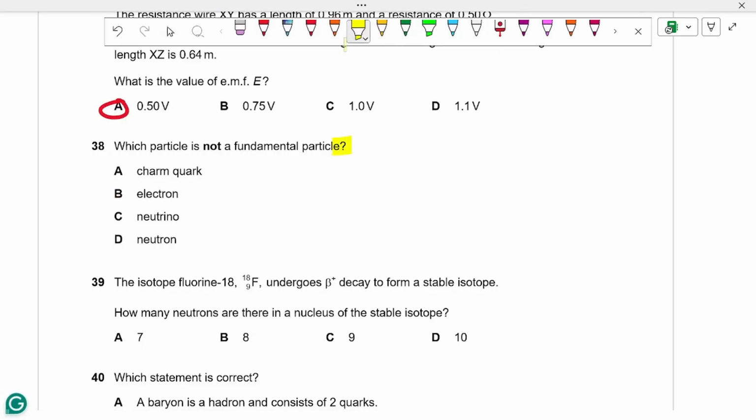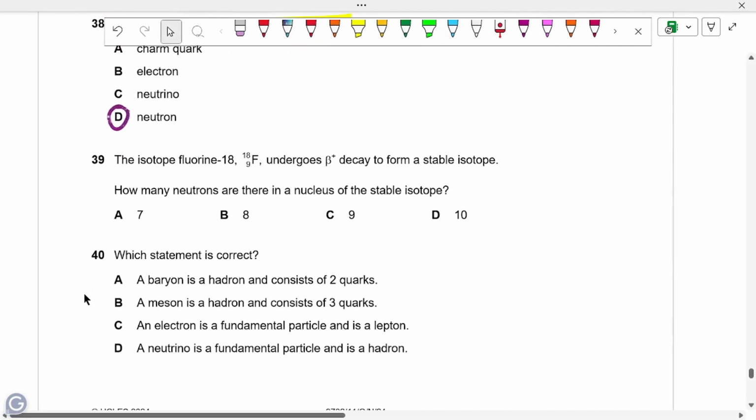Fundamental particles, particle physics, amazing topic, right? Which particle is not a fundamental particle? That's a neutron. An electron neutrino, that is a fundamental particle. Fundamental means you can't break it down into anything simpler. Charm quark, fundamental. Quarks are fundamental particles, but neutrons are not, because they're made up of quarks as well, right?